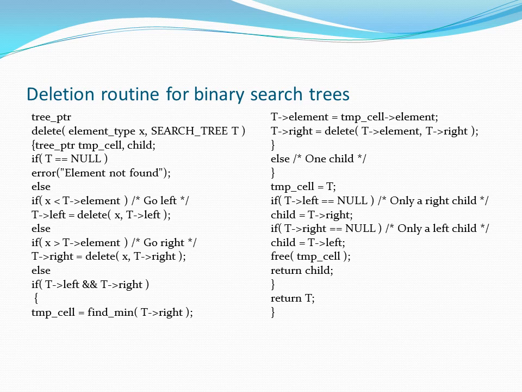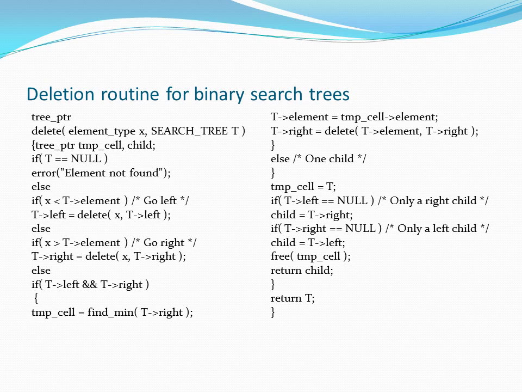Deletion routine for binary search tree. To delete an element from a binary search tree, we have to pass two arguments, the element and the tree. If T equals null, if there is no tree, we can't find the element and we can't delete it. So we are displaying the error message: element not found.